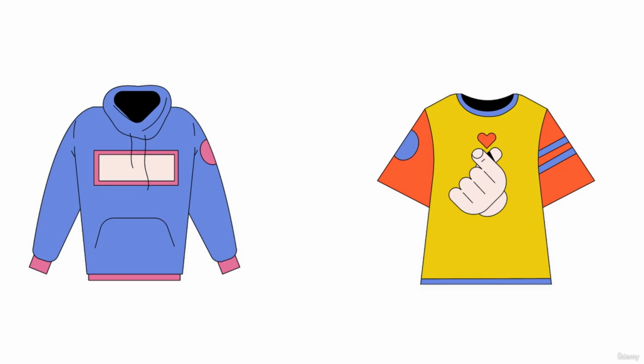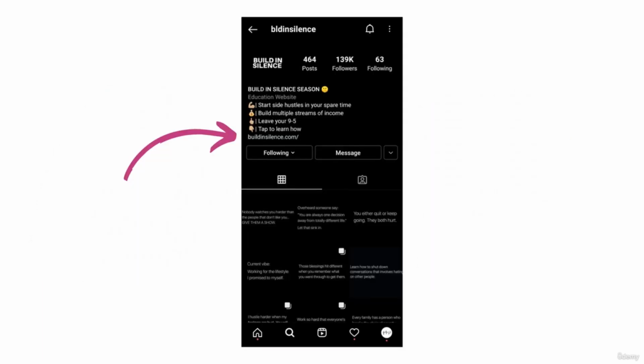For now, let's take 2 examples, and the first example is this page called Build in Silence. This page is a motivational quotes page, and you can see there's a link in the bio. What this person does is sell ebooks to his audience on how to start a side hustle. That is a wonderful idea, and a lot of people are buying his books, and I would recommend you to do this if you're running a quotes page.